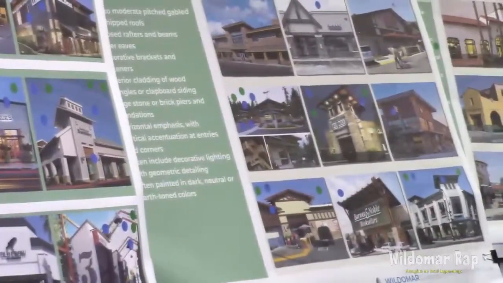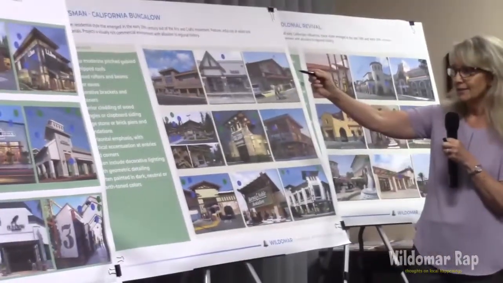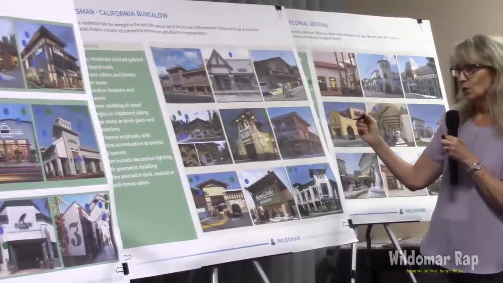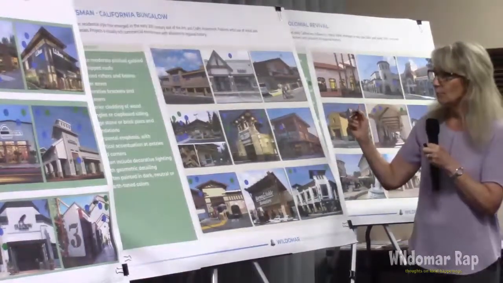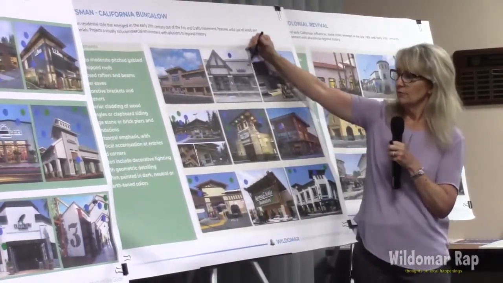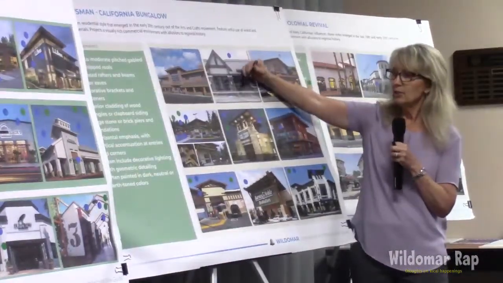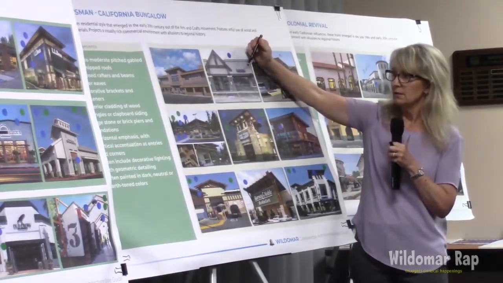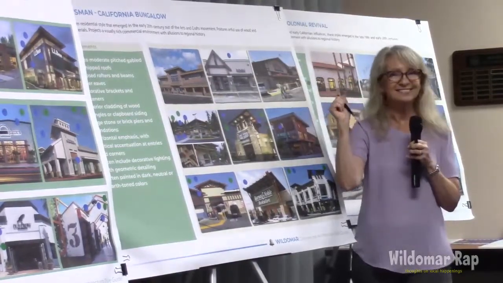The Craftsman California Bungalow, exposed rafters and beams got highlighted, exterior cladding of wood, shingles and clapboard. What did you like here on this photo? The piers, the base of it, simplicity, anyone?